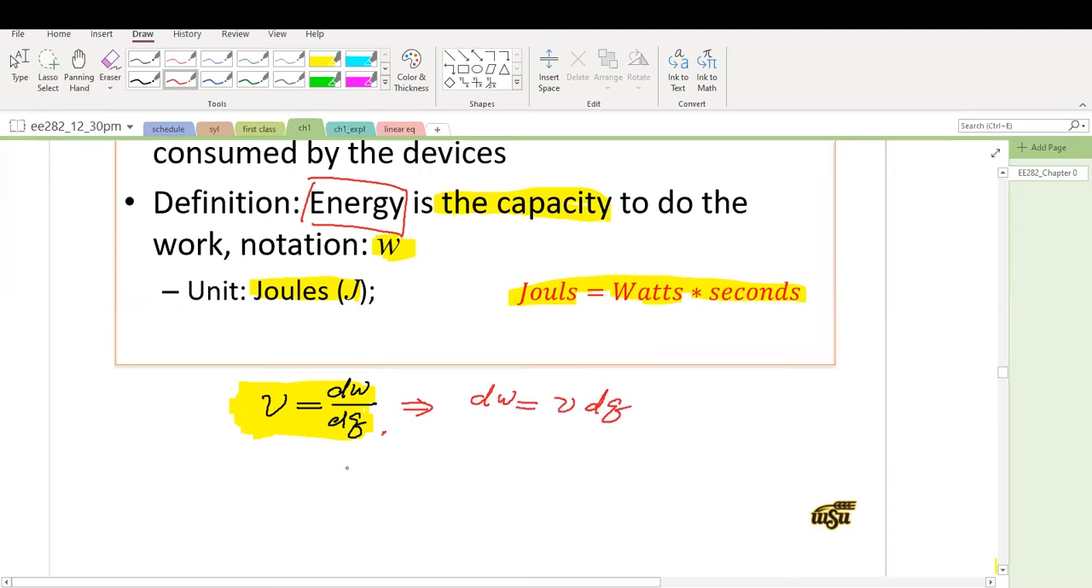Let's recall what the current is. The current, where I omit the time t here, equals dq over dt, right? Current is the rate for the charge to flow. Therefore, we have dq equals I multiplied by dt, right? So we're going to plug dq here. We're going to have dW equals V I dt.